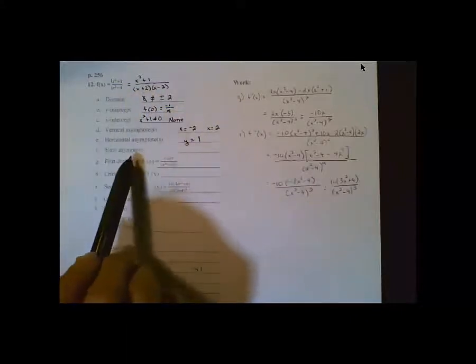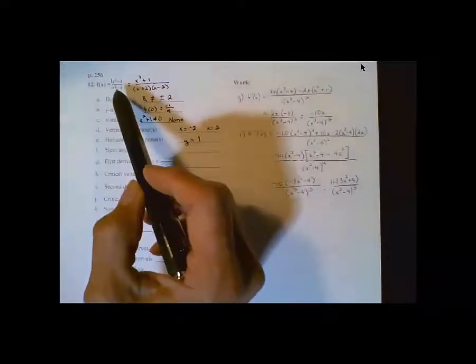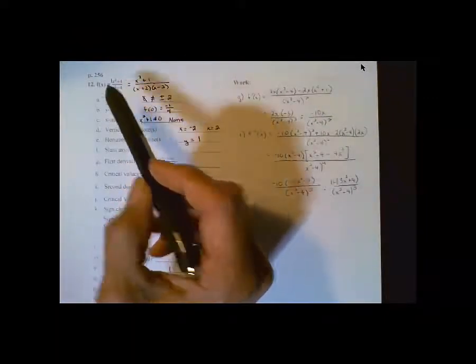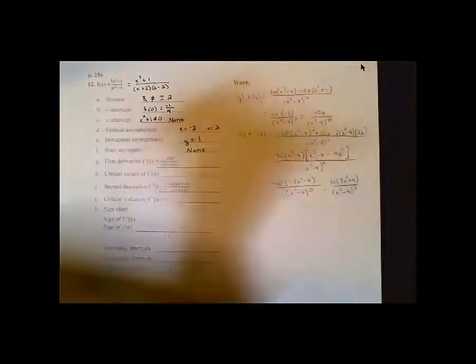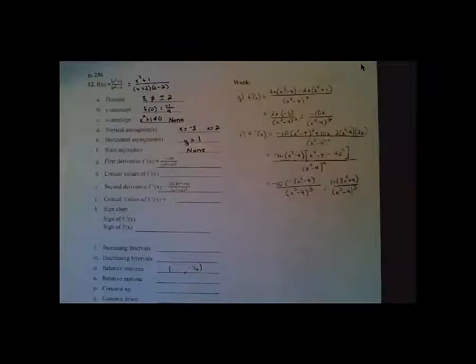Does this graph have a slant asymptote? Well, remember, to have a slant asymptote, the degree of the numerator has to be 1 more than the degree of the denominator, and that's just not the case here. You're not going to have both a horizontal asymptote and a slant asymptote.